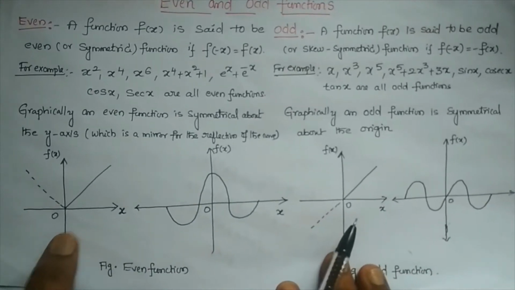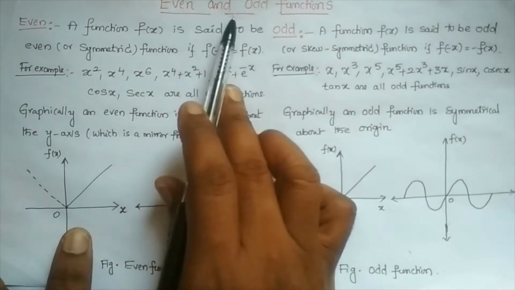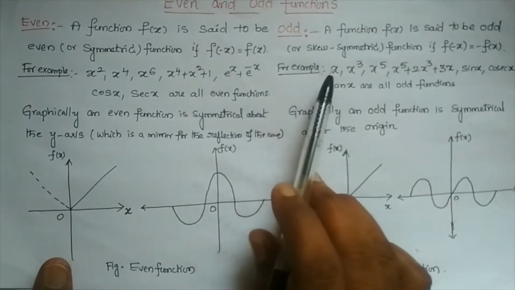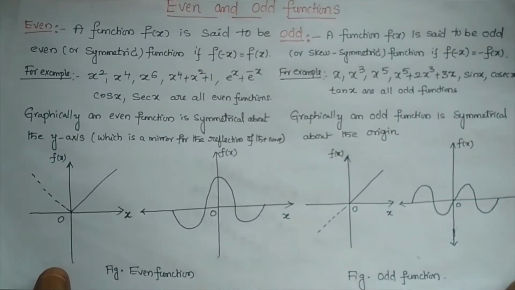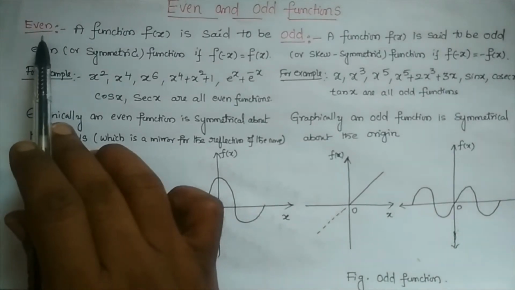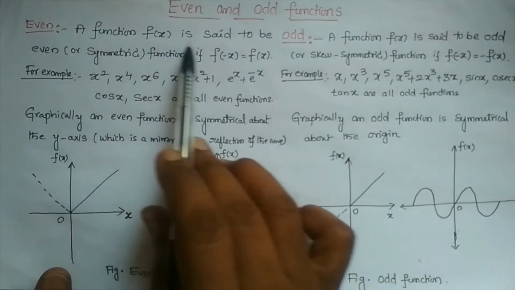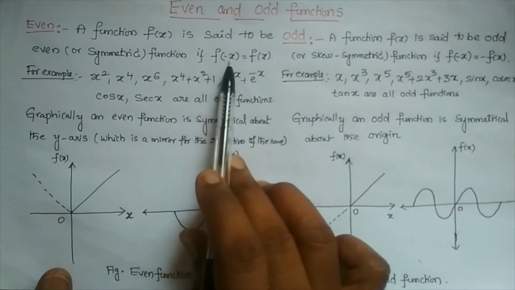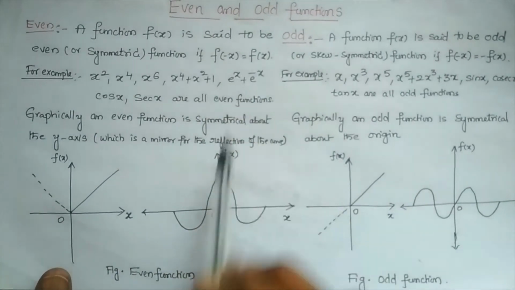Hi friends, the topic is even and odd functions. So how to define even and odd functions with graphical representation. Suppose we are going to take the even function. A function f of x is said to be an even function if it satisfies the condition f of minus x is equal to f of x.